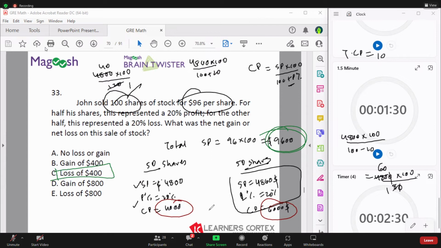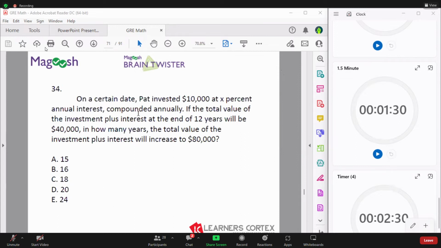Okay. Yes, sir. Next question would be: on a certain date, PAD invested $10,000 at X% annual interest compounded annually. Oh, this is actually a very interesting question. It can be solved within 1 minute, however I'll still give 1.5 minutes for this. If the total value of the investment plus interest at the end of 12 years will be $40,000, in how many years will the total value of the investment plus interest increase to $80,000?